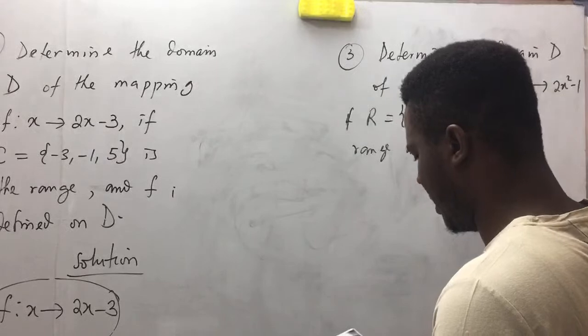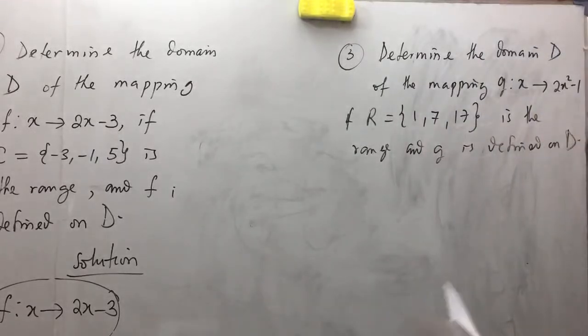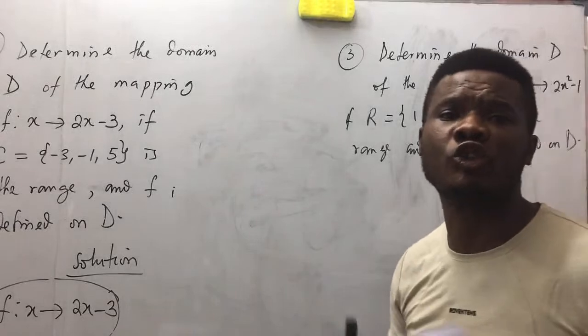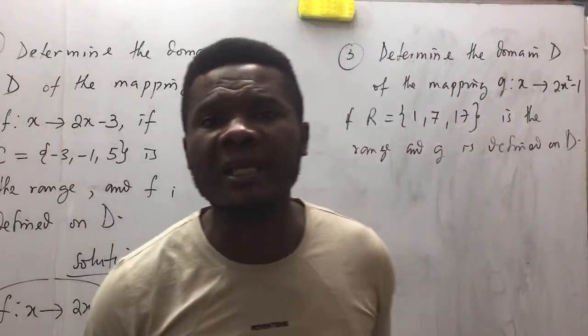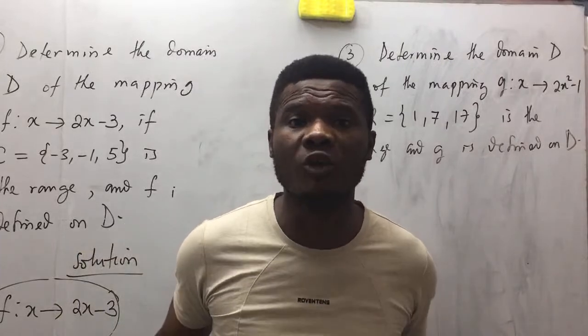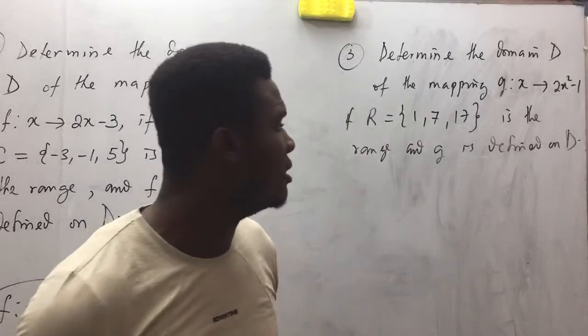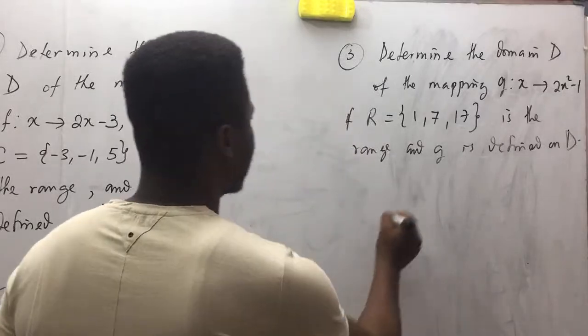And g is defined on D. So this is the question, guys. So how do we solve this question? This particular question also requires that we obtain the domain. Question 2 was all about obtaining the domain, and question 3 is also all about obtaining the domain. So how do we obtain the domain, guys?